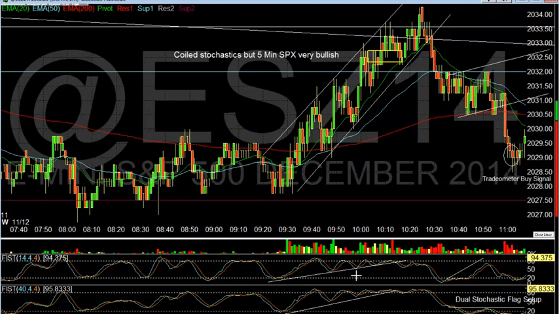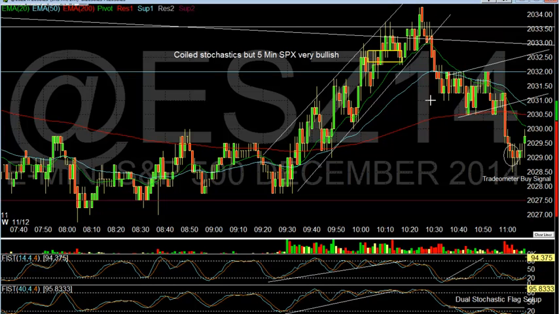And what we had was a coil stochastic setup here, and we also had a, what do we have here? Let me see here. Oh yeah, coil stochastic, 5 minute too very bullish. All right, so we had a coil stochastic here, but the 5 minute SPX was very bullish, so we actually pushed higher here. So again, the 5 minute worked against us. Eventually, the coil did break down.